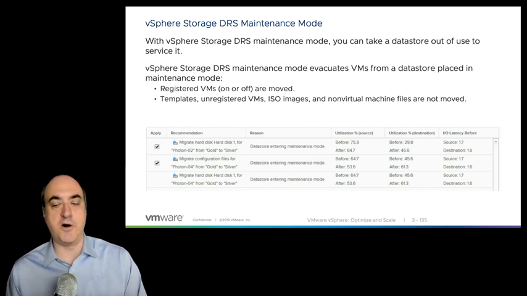In fact, it will move all registered VMs, regardless if they're on or off. Because we want to put the data store in maintenance, we don't want the maintenance episode of your data store to cause any potential issue with your actual VM data. So you'll get all the registered VM data off of that data store. Now keep in mind what the automated storage maintenance mode does not do is it does not move templates off the data store. It does not move any unregistered VMs, and it won't move any ISO files. So it's basically looking at registered VMs as the primary target to evacuate off of the data store.